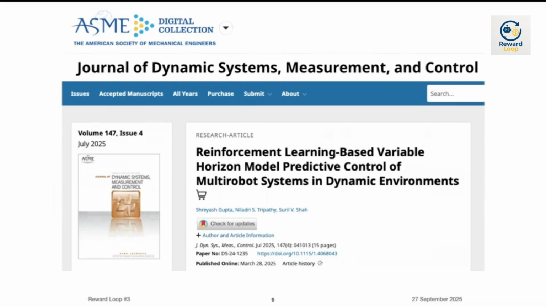Now, this work which I am talking about is already published, so I am skipping the mathematical details from this presentation. I am mostly talking about the philosophy of the work. But if you would like to read the mathematics and the reward function design, you can refer to this particular paper, which was published in ASME Journal of Dynamic Systems, Measurement and Control, and it is titled Reinforcement Learning Based Variable Horizon Model Predictive Control of Multi-Robot System in Dynamic Environments.